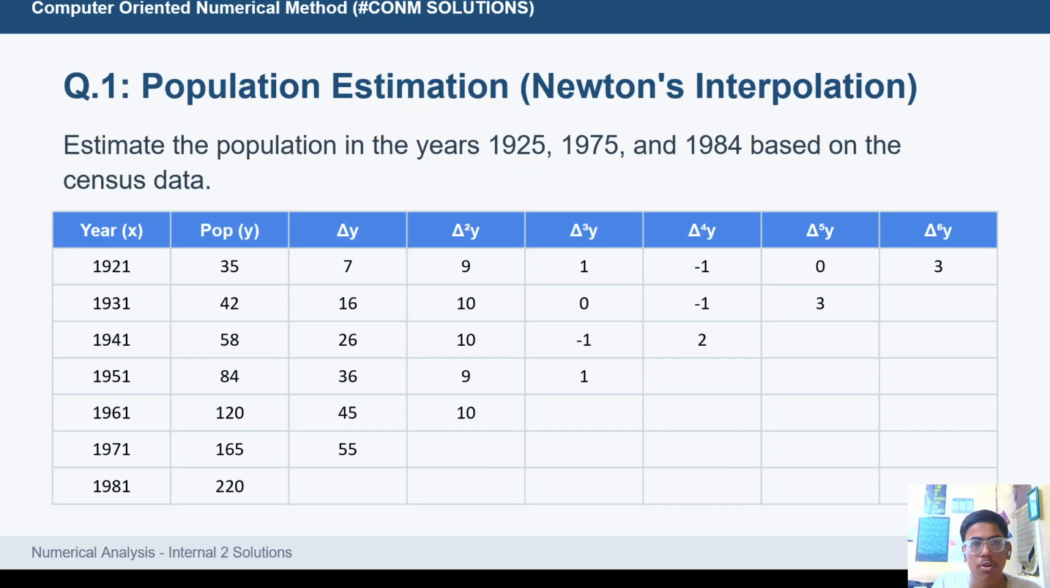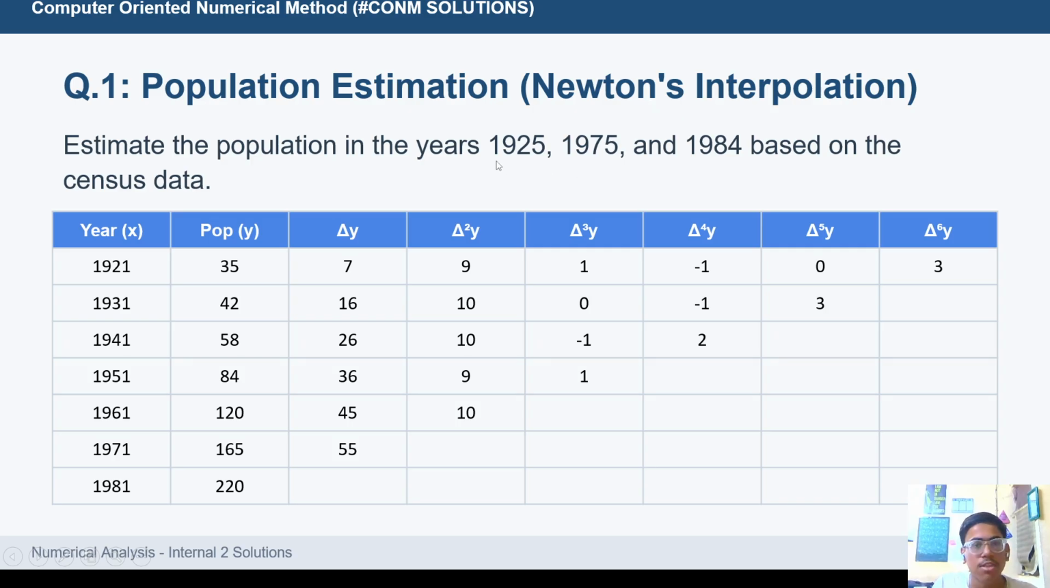So let's start with question number one of our internal two solutions of NAD. The first question is to estimate the population in the years 1925, 1975, and 1984 based on the census data. Here we have been given two tables, years and population, and we need to estimate the population in the years 1925, 1975, and 1984. Here we can already see the years are equidistant with a step size of 10. So as the years are equidistant, we would apply Newton's forward interpolation or backward interpolation.